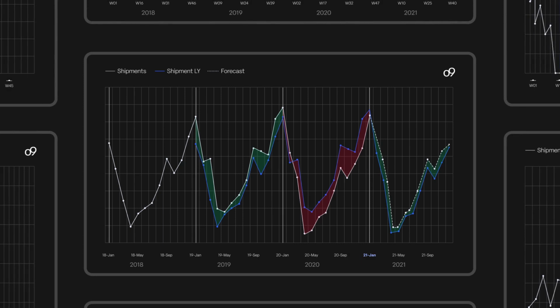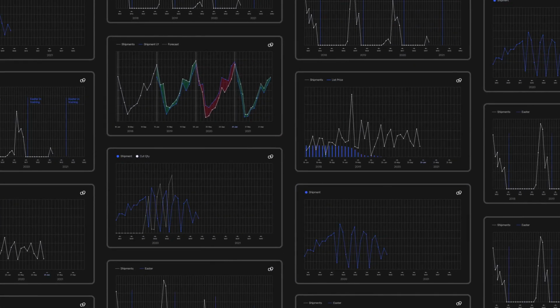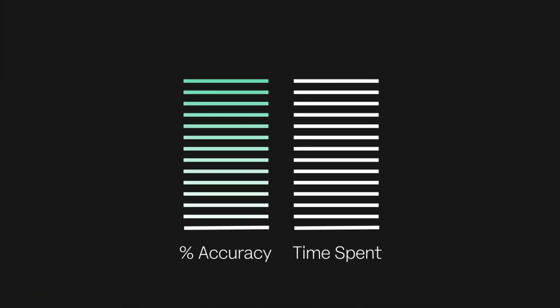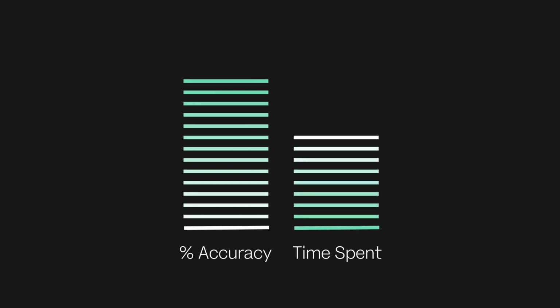As you can see from these examples, the O9 digital brain with machine learning prediction can dramatically improve forecast accuracy, provide actionable insights, and significantly reduce the time spent in the forecast consensus process.